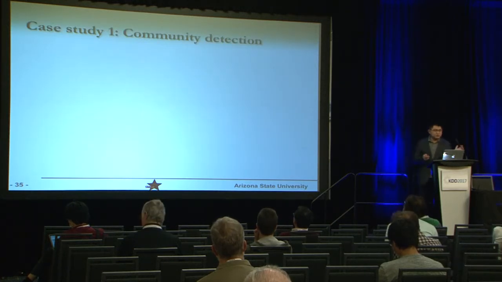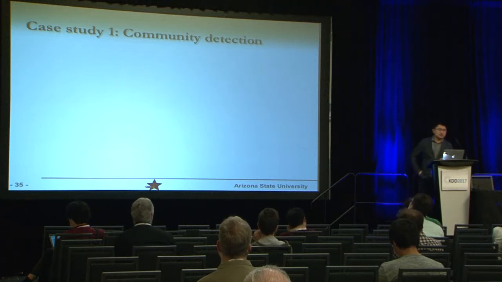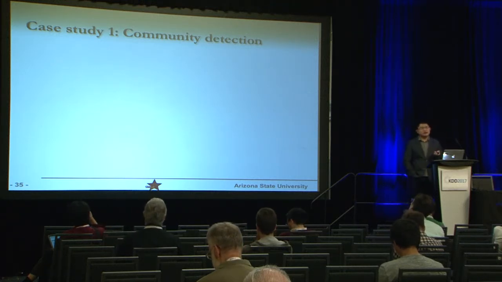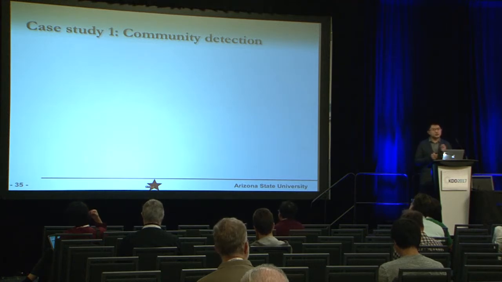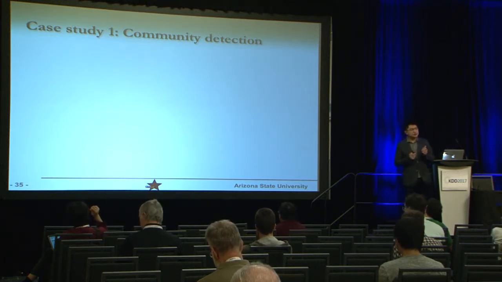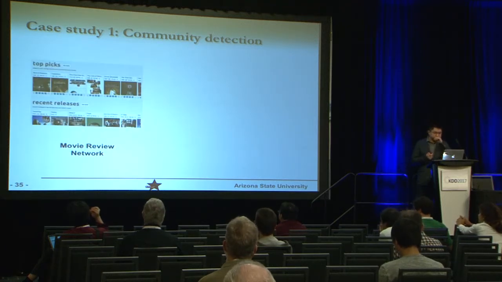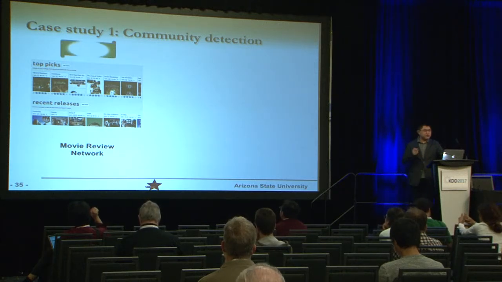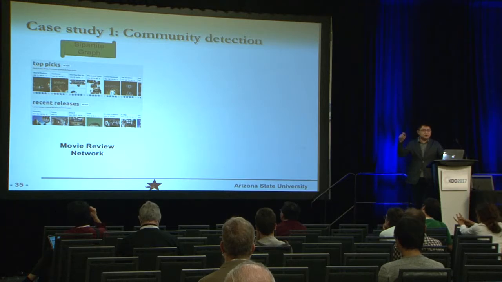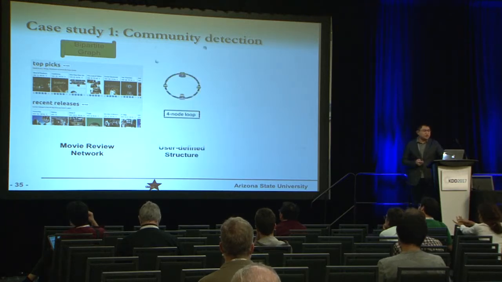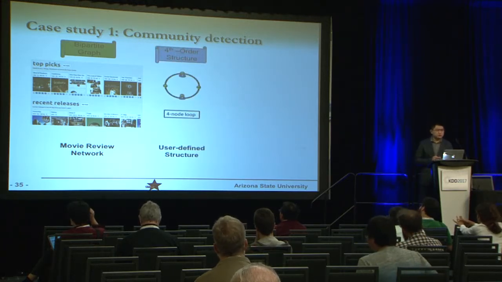Previously we were talking about the triangle as the network structure, and here we will show two interesting case studies using higher-order network structures. The first one is community detection on movie review networks. Basically, a movie review network is a bipartite graph. One side is the movies, and the other side is users. And we're using the structure of a four-node loop.